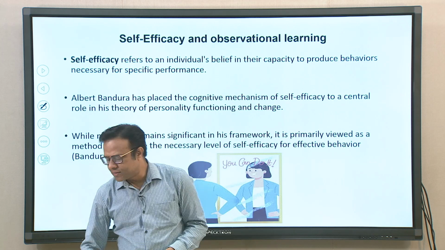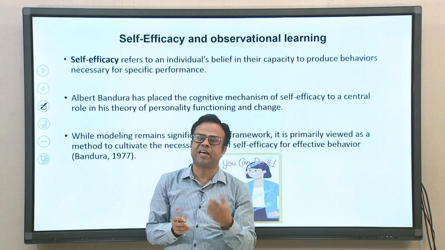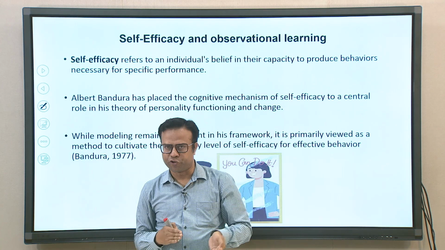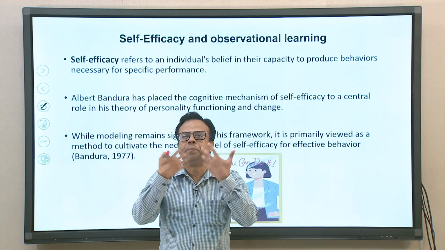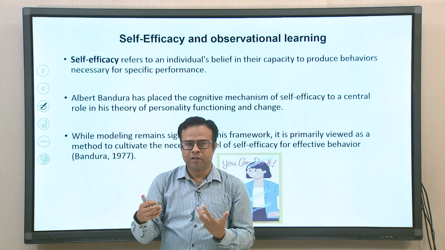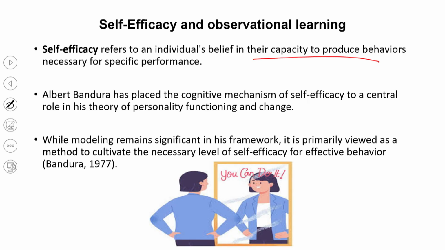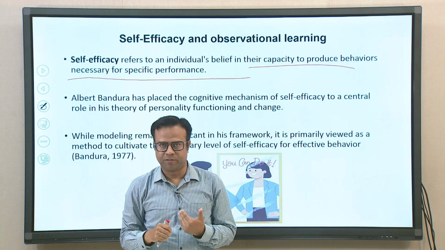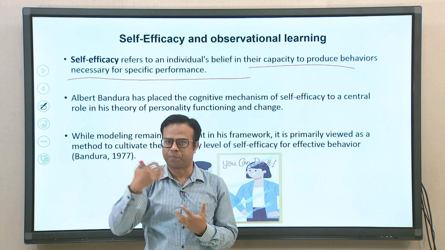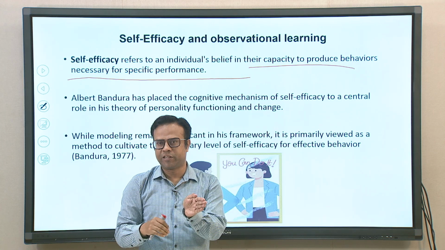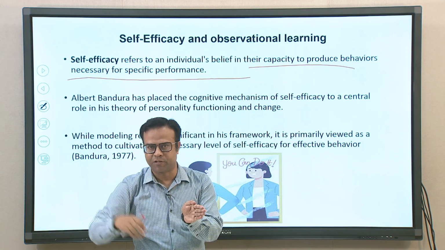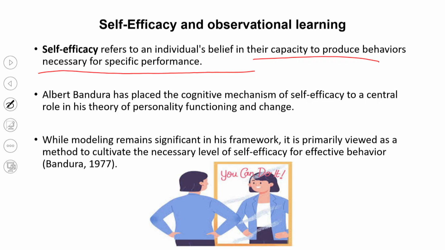Now, there is another concept Bandura talked about, called self-efficacy. This is also connected to observational learning. So, self-efficacy is what? It is an individual's belief within himself or herself about their capacity to produce a behavior necessary for performance. Whether they believe that they can do some actions and produce a result, that they will be able to perform something. It is their internal belief whether they will be able to perform some action, whether they are able to bring about certain changes. That belief is self-efficacy. It is a very psychological thing.